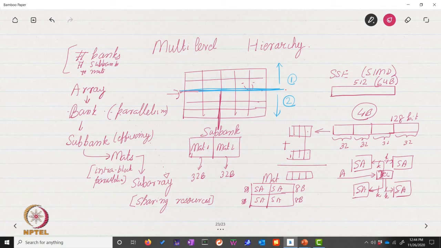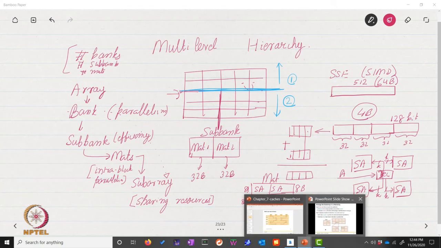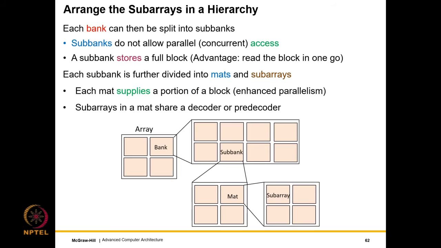So, if I were to summarize this entire complicated picture, we have a multi-level hierarchy where every hierarchy is made with different things in mind. And if we go back to our PowerPoint, what we see is the same thing: sub-banks do not allow concurrent access. However, a sub-bank stores a full block, but then the mats and subarrays supply portions of the full block and subarrays share resources. You can see an array, a bank, a sub-bank, a mat and a subarray.